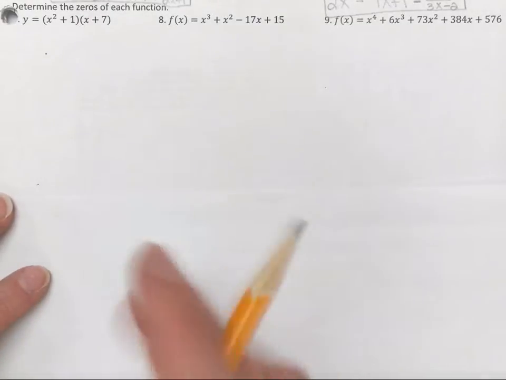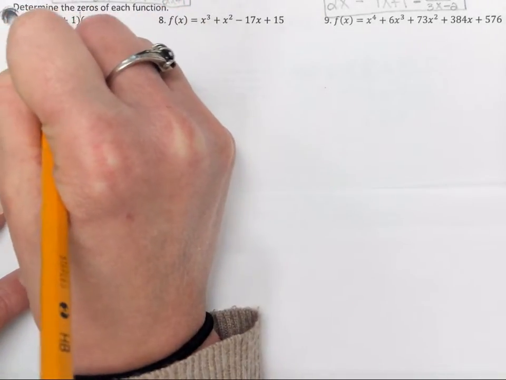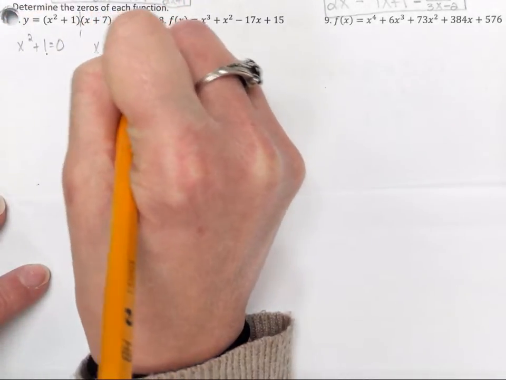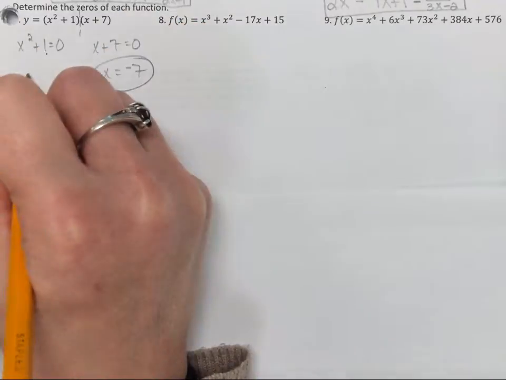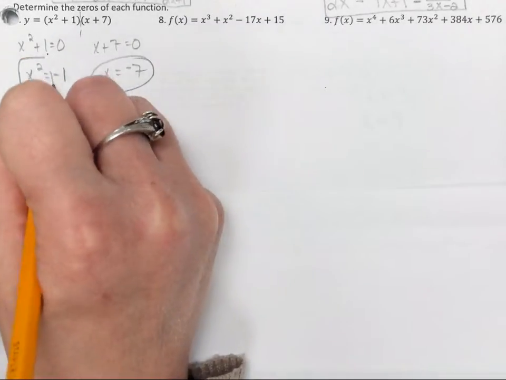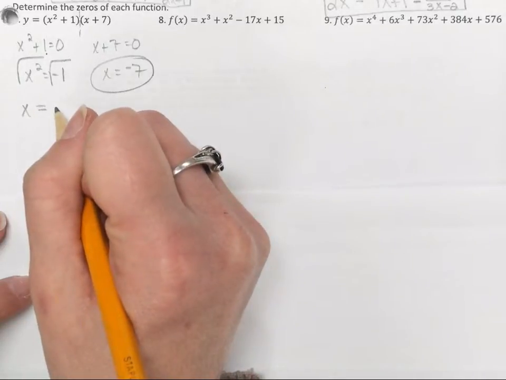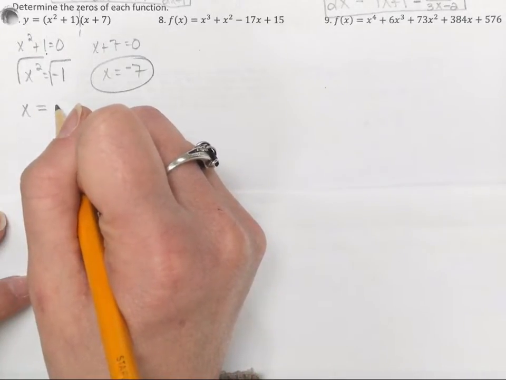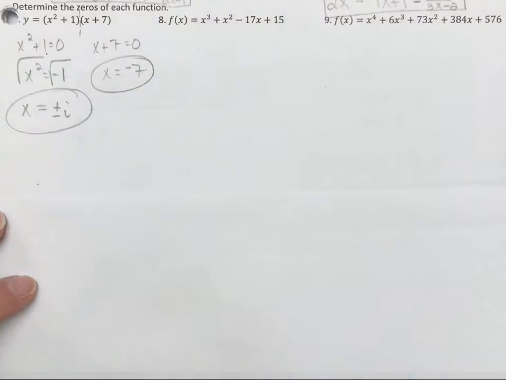Okay, all right, here we go. So you're going to split them up. You have x squared plus 1 equals 0 and x plus 7 equals 0, right? So negative 7 is one of them. And x squared equals negative 1, square root. And what is my answer? Technically, yes. Technically, no. Technically, it's plus and minus i, right?